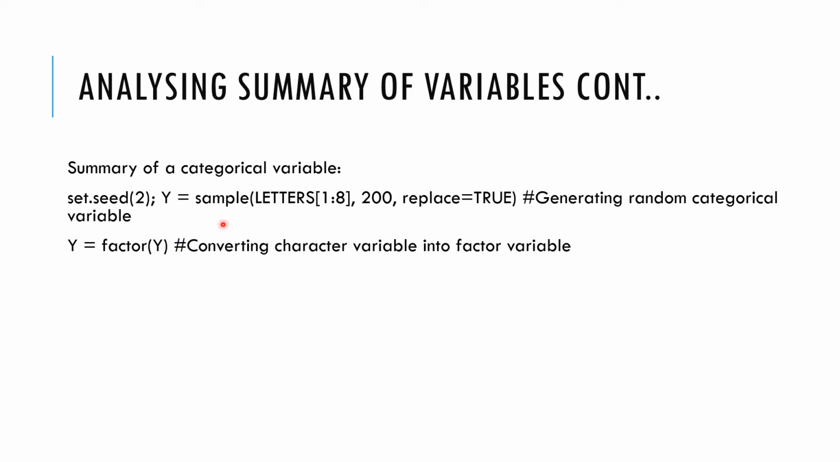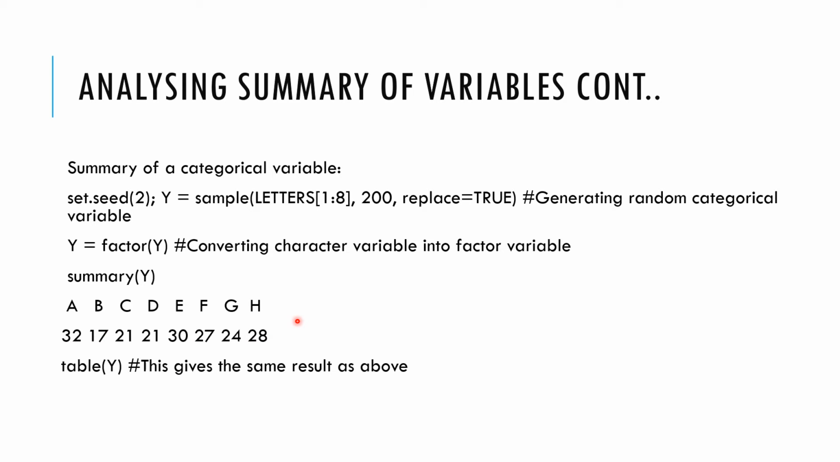Then we convert this variable, because this will give us a simple character variable. We want a categorical variable, that's why we use factor, as we discussed earlier, and this works well in R, so we will convert this into a factor. So summary, again the same function we use here. What this does is it gives you the count of each categorical value in the categorical variable. So A has been repeated 32 times, B 17 times, and so on and so forth. And if you use the table function, this will also give you the same result as summary.